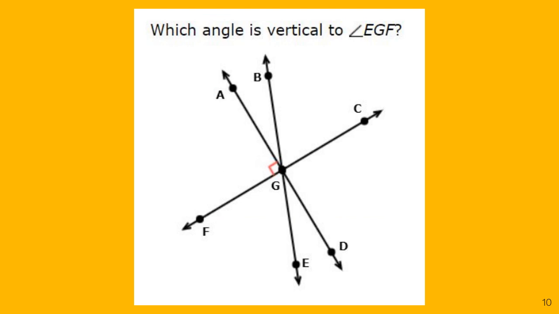Okay, so now on this one, it says which angle is vertical to angle EGF. So I have angle EGF right here. And remember that the vertical angles need to be opposite of the angle given. So opposite of angle EGF would be angle BGC. And notice that they both have G in the middle, which means that that would be their common vertex. So they have a common vertex and they're opposite of each other, which means that they would be vertical to one another.